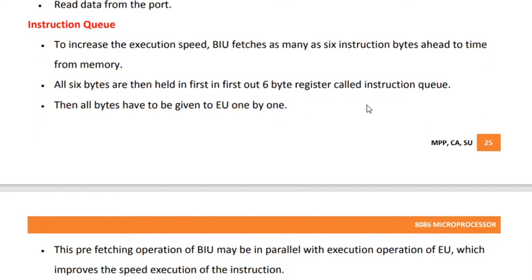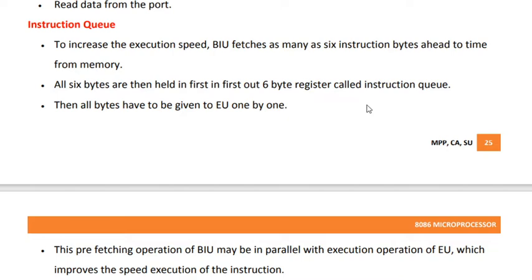Now let us discuss the instruction queue. As we have already discussed instruction queue in detail in the previous class, we will be just panning through the description. So instruction queue is used in order to increase the execution speed. Here, BIU fetches as many as 6 instruction bytes ahead of time from the memory, which will be given to the EU one by one in order to perform operation.